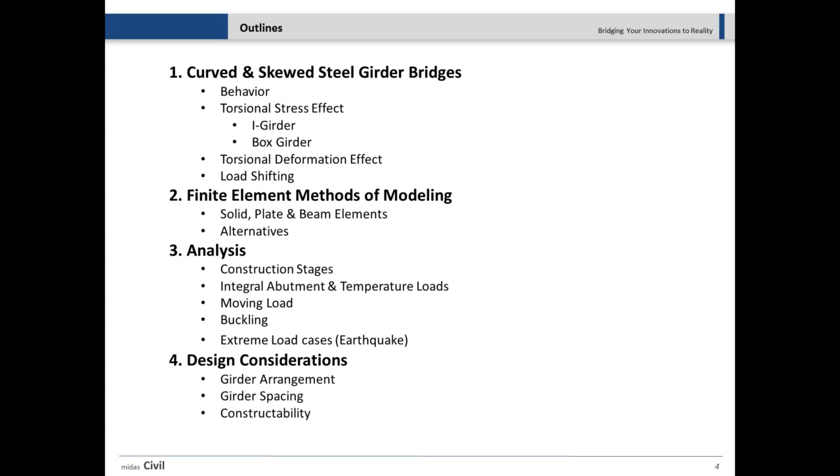After that, we talk about the finite element methods of modeling used for steel girder bridges, and some analyses required for this type of bridge, like construction stage analysis, integral abutment and temperature loading, moving load analysis, buckling, and extreme loading cases. Extreme loading could be earthquake or flooding, but here we just talk about the earthquake. And finally, the design considerations, like girder arrangement, girder spacing, and constructability.